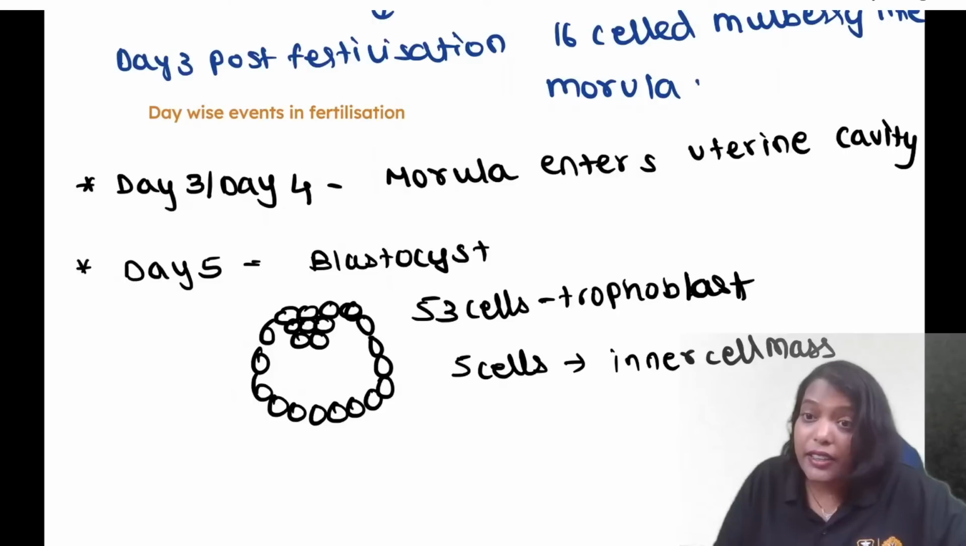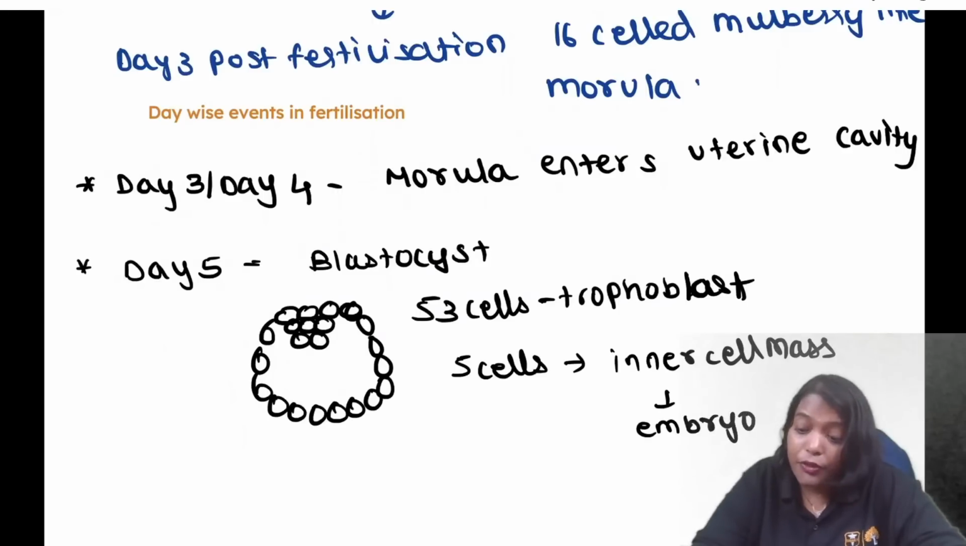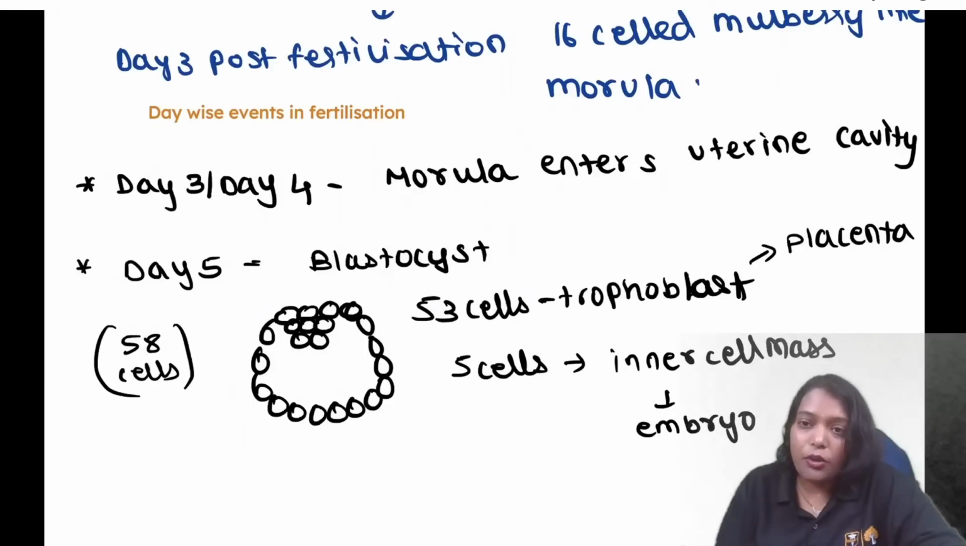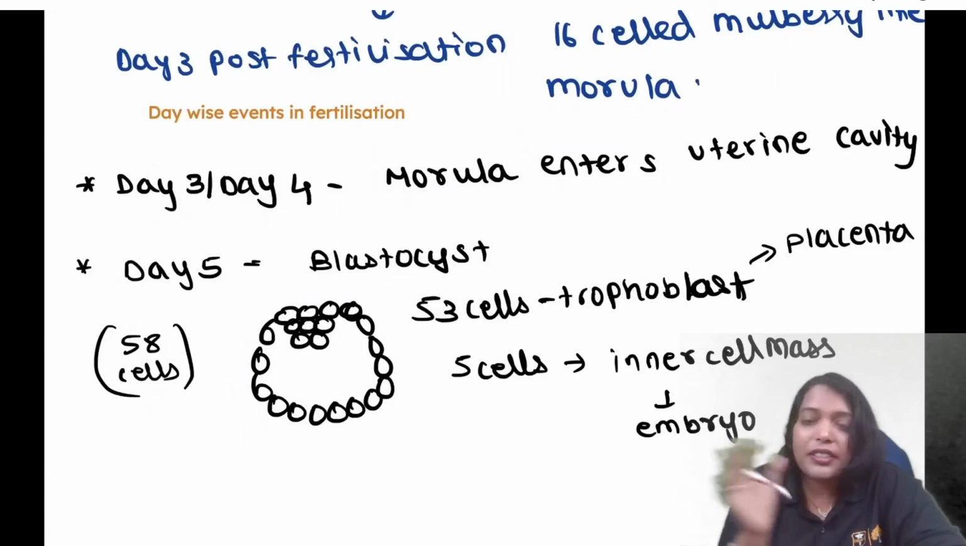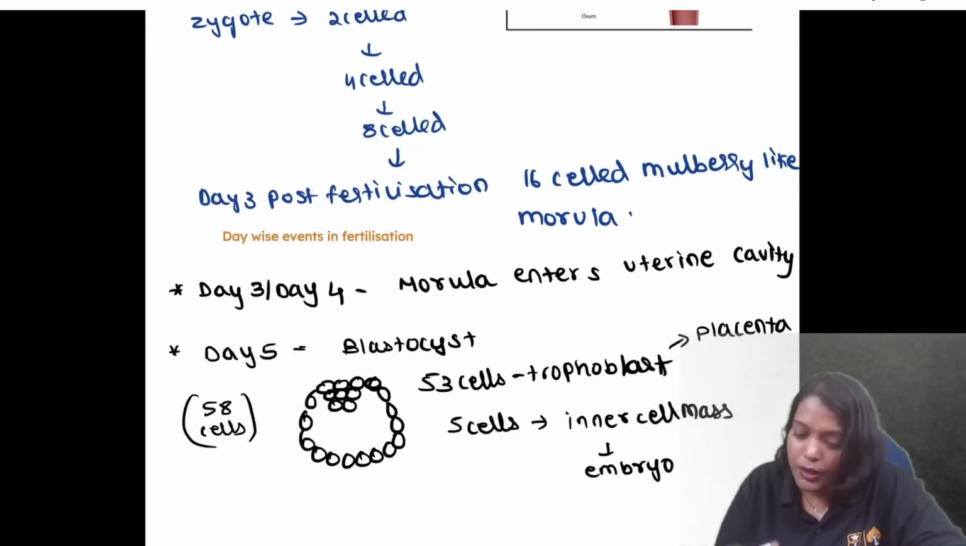This inner cell mass in future will become the embryo, and this trophoblast in future will become the placenta. So the blastocyst is completely 58 cells. Of that, 53 cells are trophoblast and 5 cells are inner cell mass, that is the embryo. Okay? I can give you a brief on how this differentiates. Let me show you.